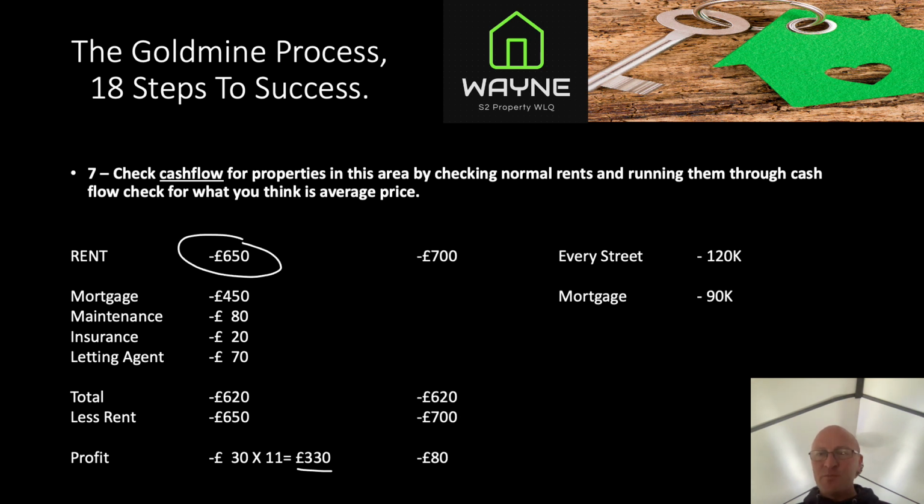Now, if the rent was £700 a calendar month and the profit was £80, times 11 equals 880. This is greater than 700, so now it's a pass. So that's your calculation to pass the cash flow test. If passed, the rule for the average price property in that area with that type of rent, it's still in.